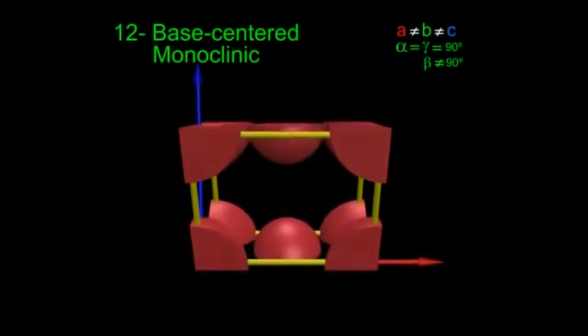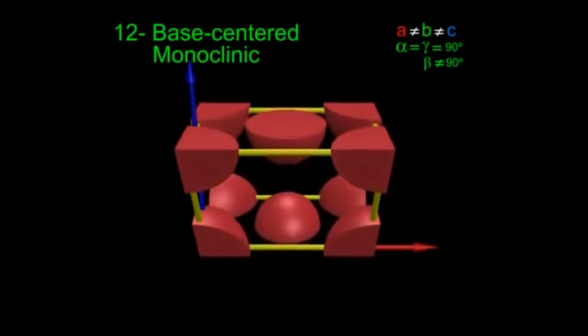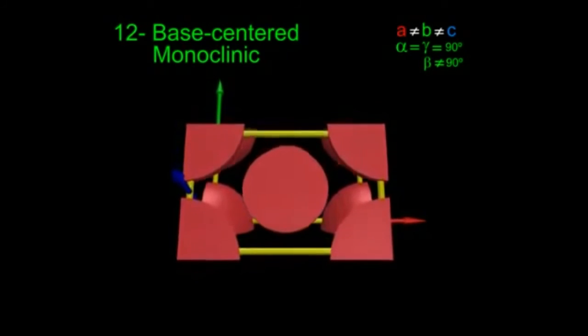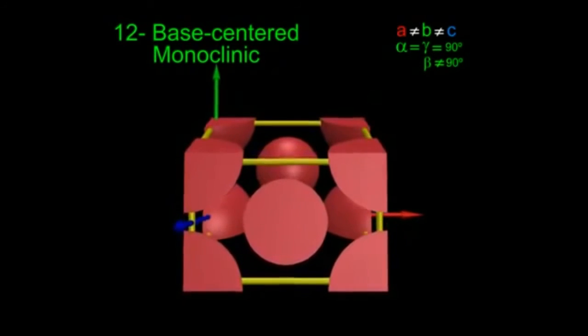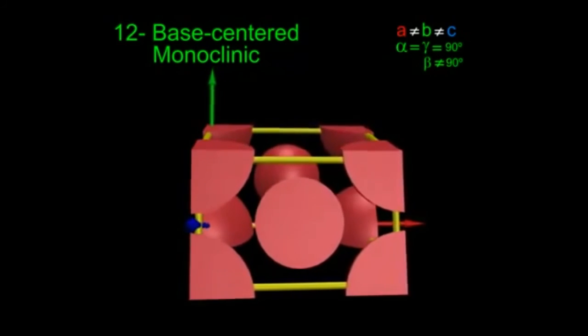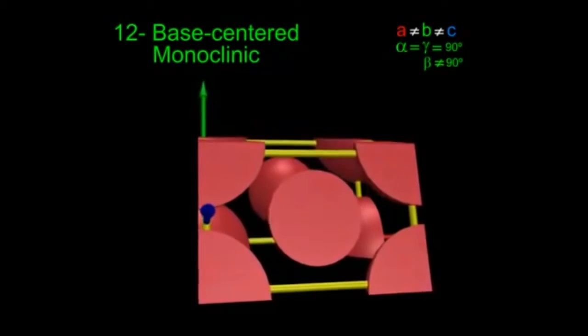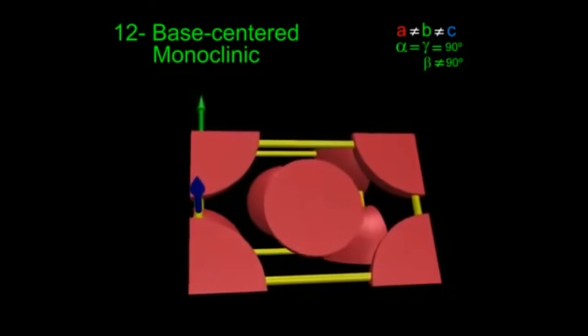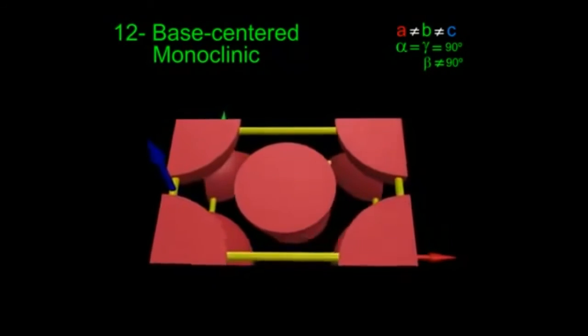Base-centered or side-centered or end-centered monoclinic lattice, also known as monoclinic C, like all lattices, has lattice points at the 8 corners of the unit cell, plus additional points at the centers of 2 parallel sides of the unit cell. It has unit cell vectors A not equal to B not equal to C, and interaxial angles alpha equals gamma, which equals 90 degrees, and not equal to beta.